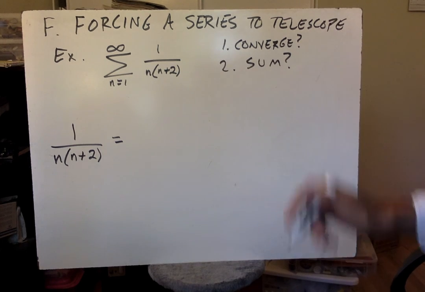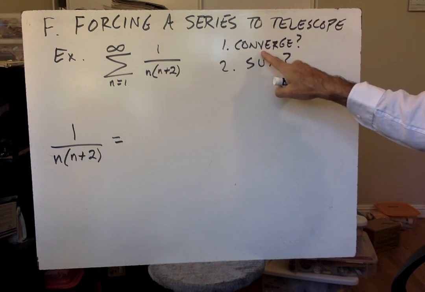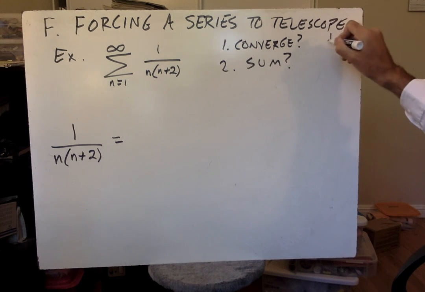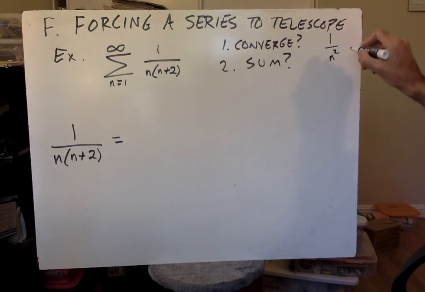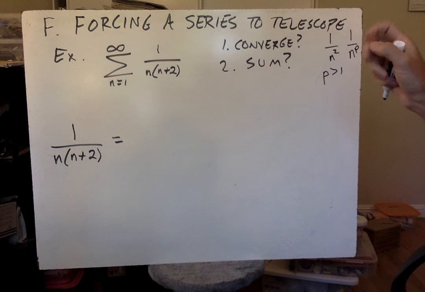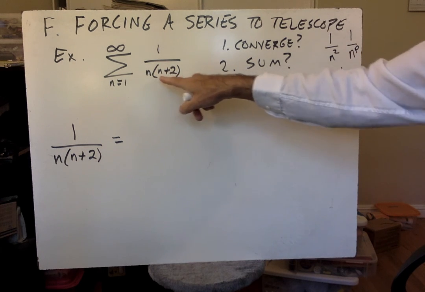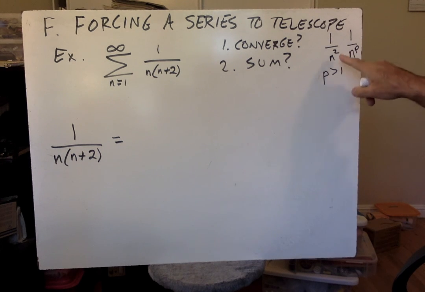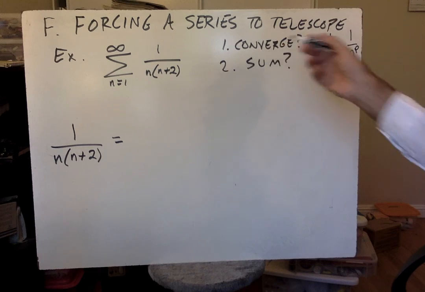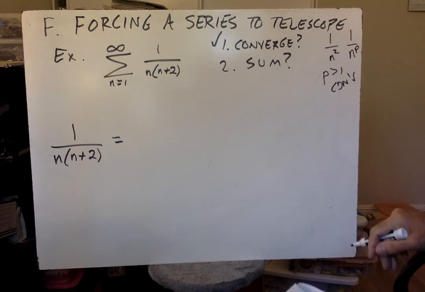Well, you don't even need to know it's telescoping to answer that question. It converges because if you multiplied this through, you would see it's in the 1 over n squared family. And that's a p series, 1 over n to the p, with p larger than 1. It's in that family. That's technically called the limit comparison test, 1 over n squared plus 2n. The n squared is bigger and more important, so it's in that family. P greater than 1, therefore it converges. So we can answer the first question without making a telescope.